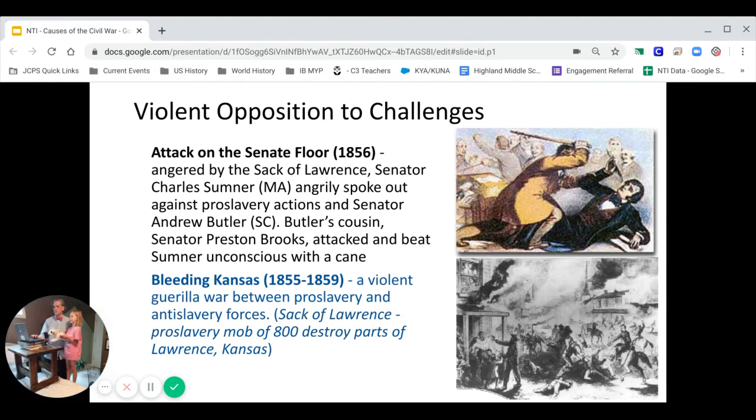Also, Bleeding Kansas, we mentioned. It was a violent guerrilla war between pro-slavery and anti-slavery forces. We mentioned John Brown, and this is our language arts lesson. We mentioned John Brown's role in this at the Potawatomi massacre and the Osawatomie battle.